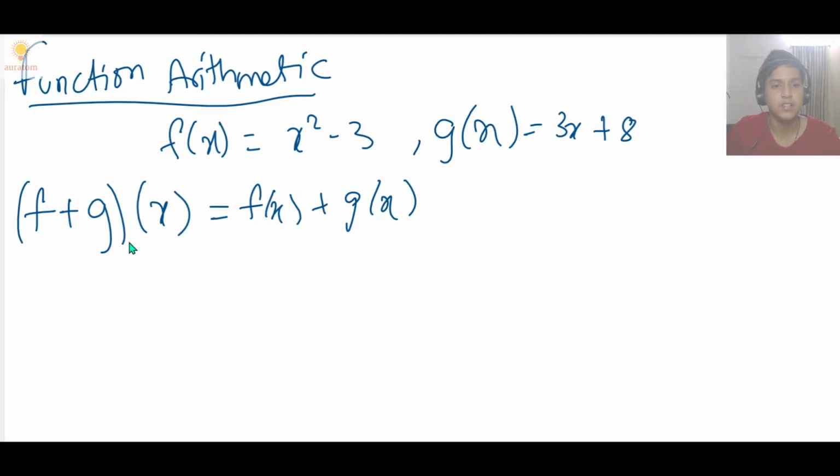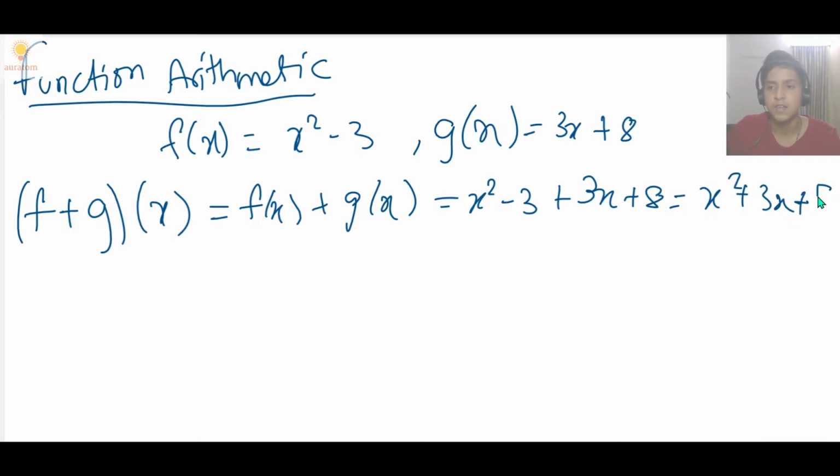So the sum of these two functions is just the sum of these outputs, which is now x squared minus 3 plus 3x plus 8, right? f of x plus g of x, which means it is x squared plus 3x plus 5. So that's addition of functions, sum of functions.